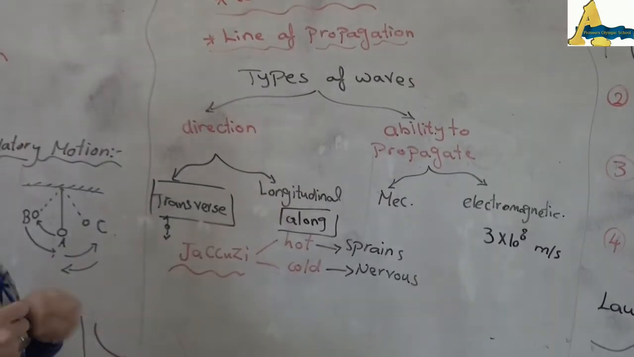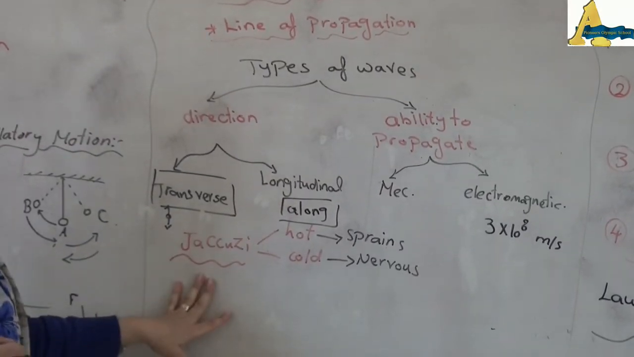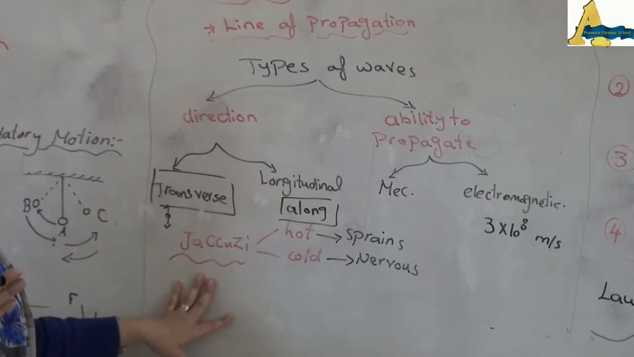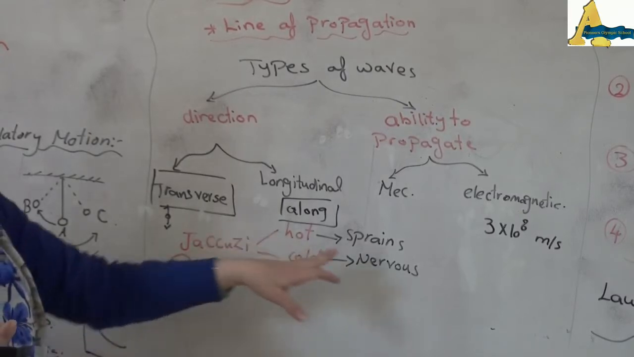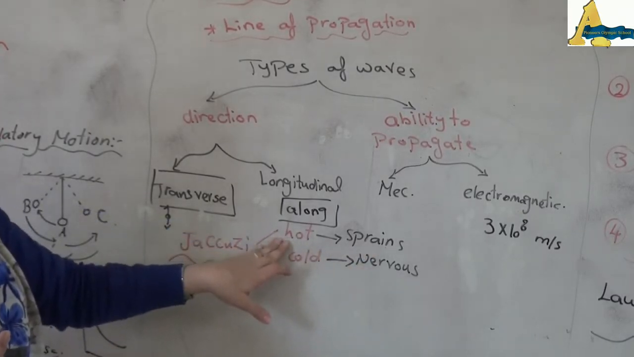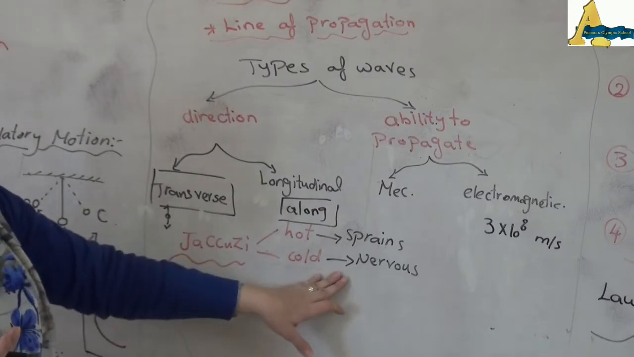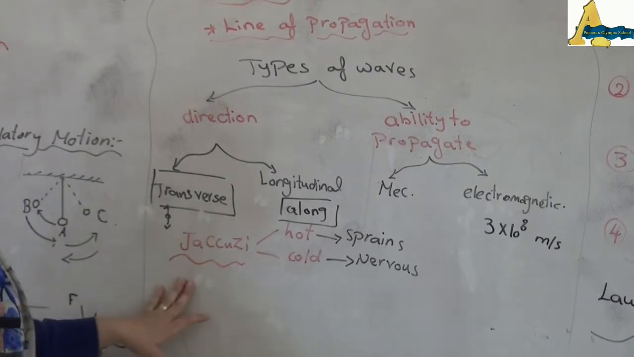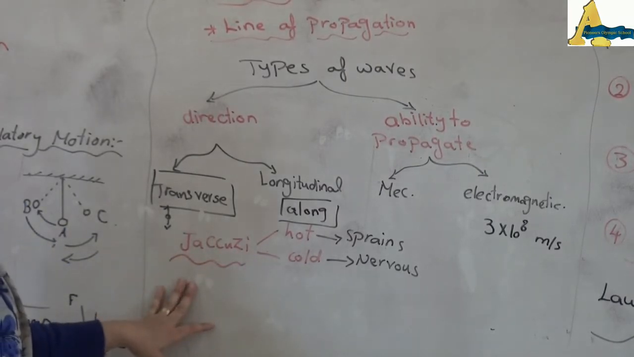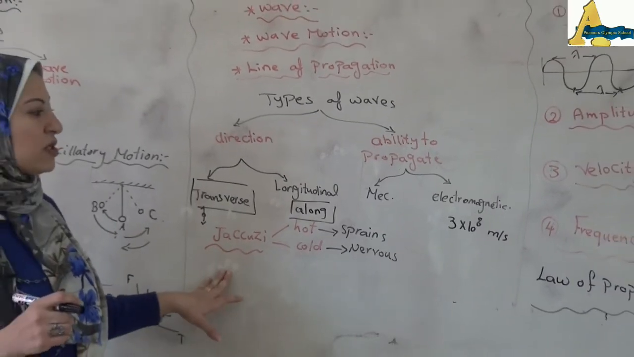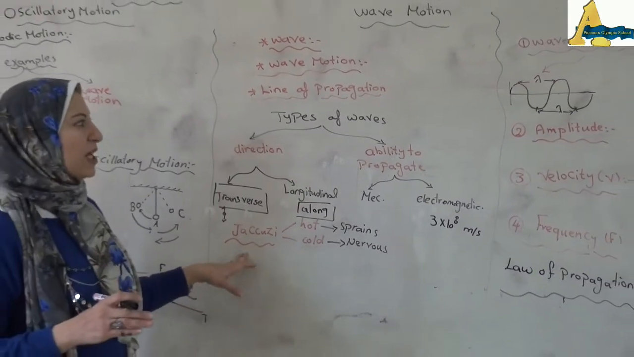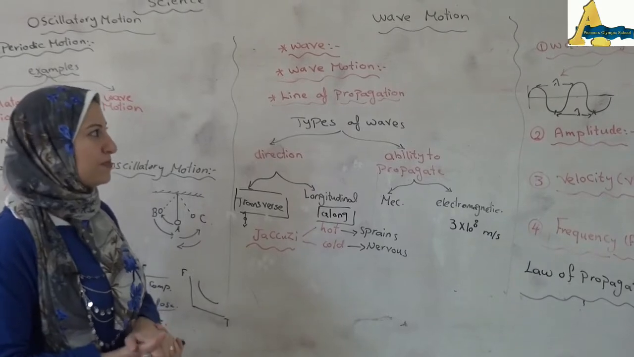Next, we have a live application for these waves, like physiotherapy treatment or the jacuzzi, which is used to treat some sprains and cramps by using hot water, and nervous tension using cold water. It depends on the movement of water waves in a circular way. So we can use it in our daily life, and this is the live application for wave motion.